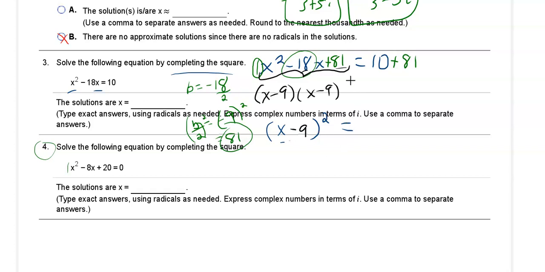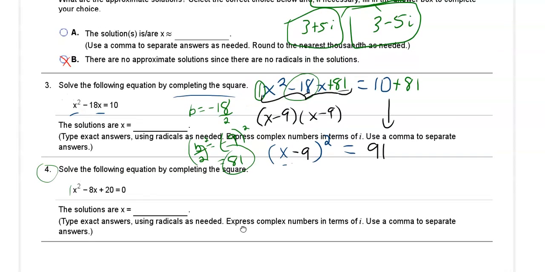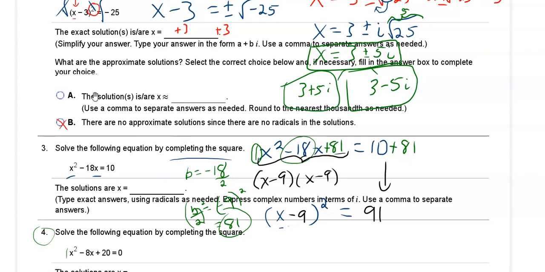All right. And the right-hand side, I'm just going to skip down here, 10 plus 81 is going to give me 91. So now I've reformatted my equation to make it look like the problem we just did up here. It didn't start off looking this way, but now that I've completed the square, I've gone from this to this. And now it can be solved the same way we did number 2.